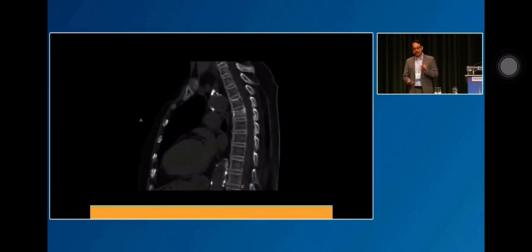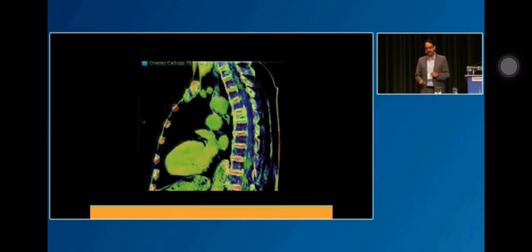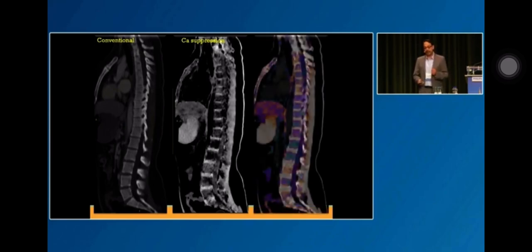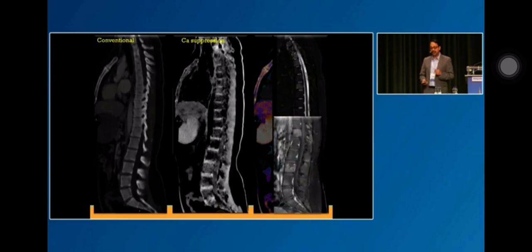Here's a patient with trauma. There's a compression fracture in the thoracic spine based on the marrow edema. You can tell that this is acute. This is a patient with lung cancer. Bone windows look normal, but you look at calcium suppression, and there's multiple vertebral lesions corresponding perfectly to the MRI.